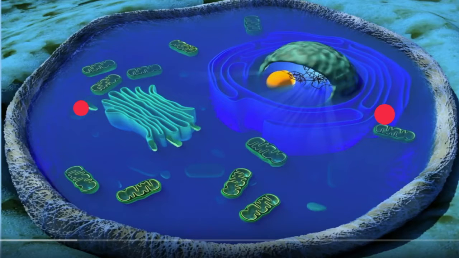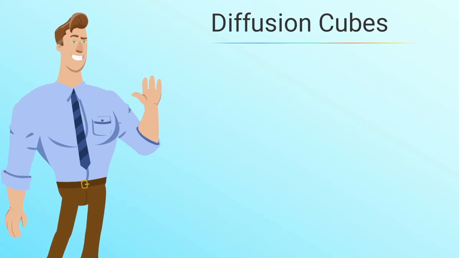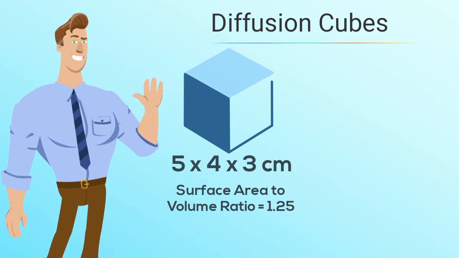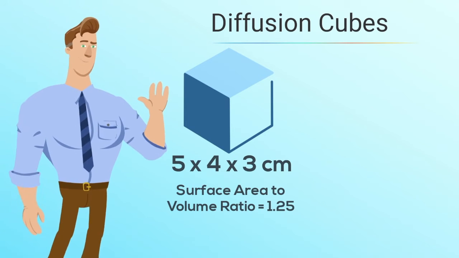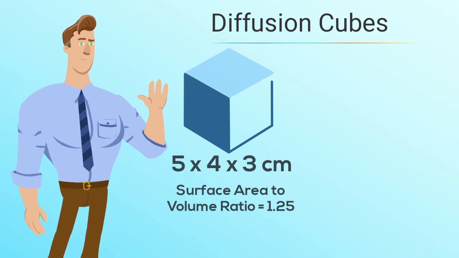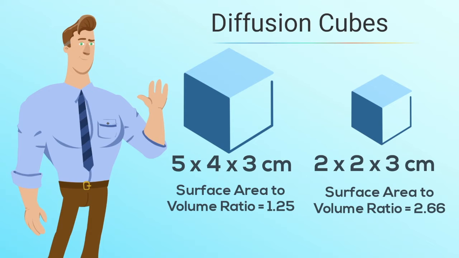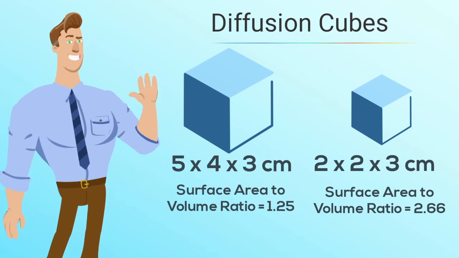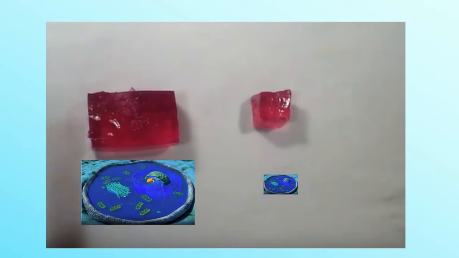The large surface area to volume ratio of small cells makes the transport of substances into and out of the cells extremely efficient. The two examples I will use: the larger cell has a surface area of 94 centimeters squared and a volume of 75 centimeters cubed for a ratio of 1.25. The smaller cell has a surface area of 32 centimeters squared and a volume of 12 centimeters cubed for a ratio of 2.66. So let's use the diffusion cube to see which size cell is more efficient at moving materials into and out of the cell using diffusion.